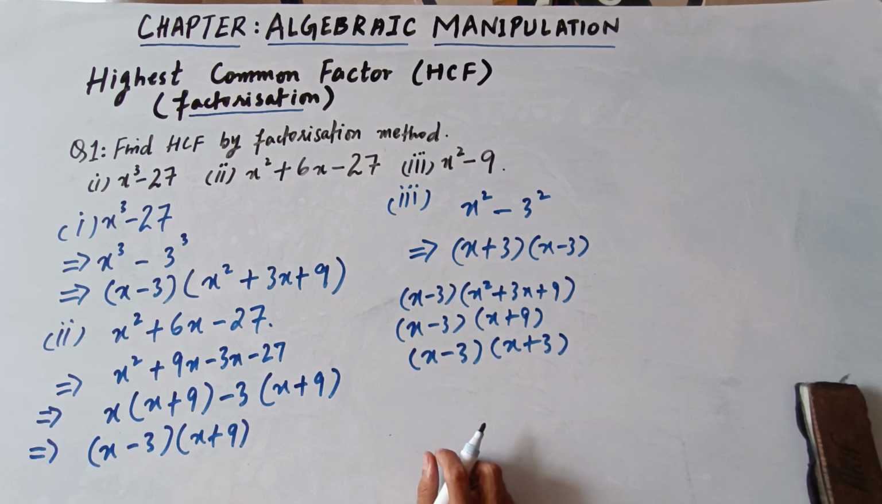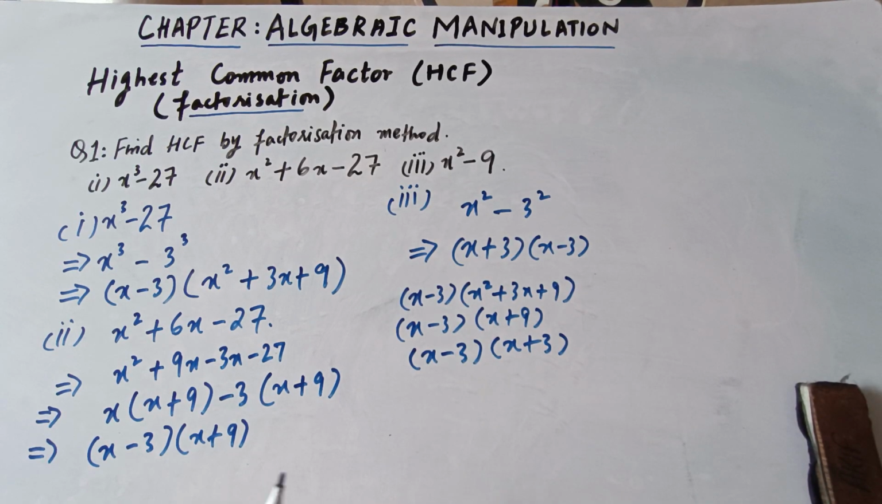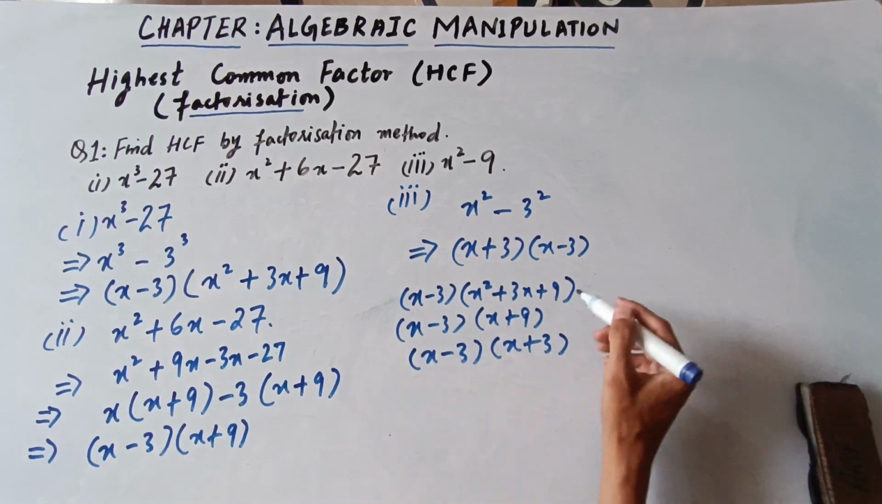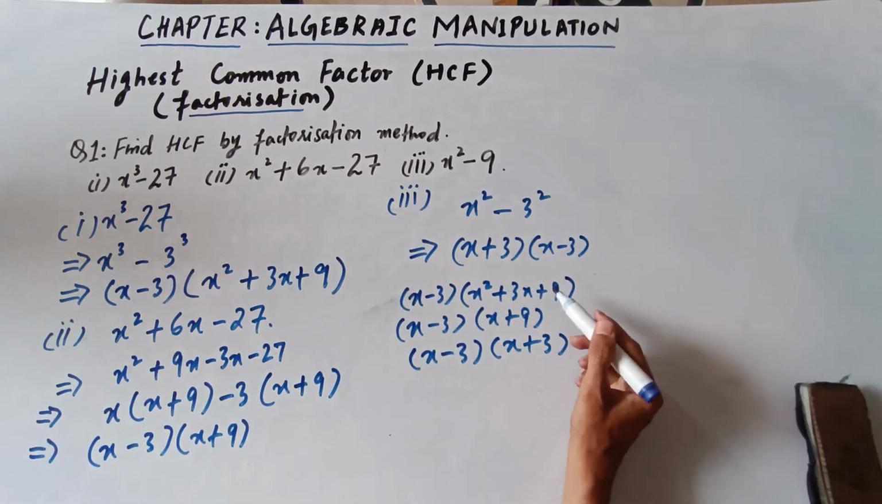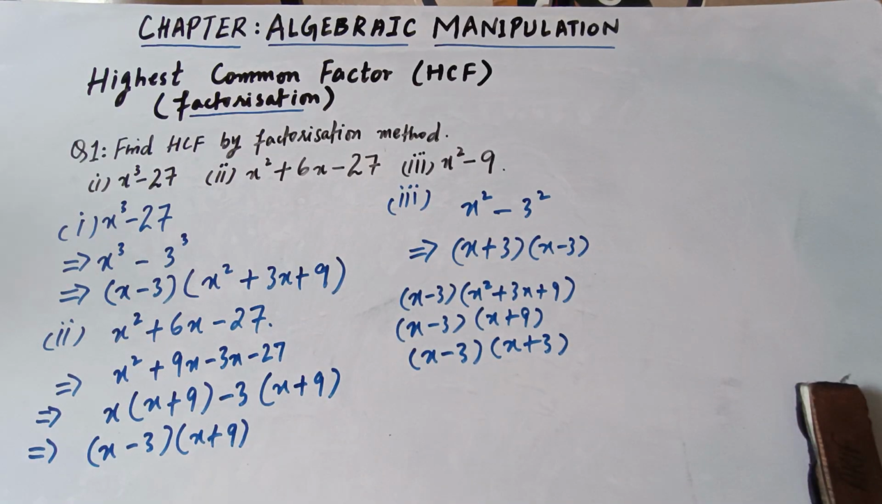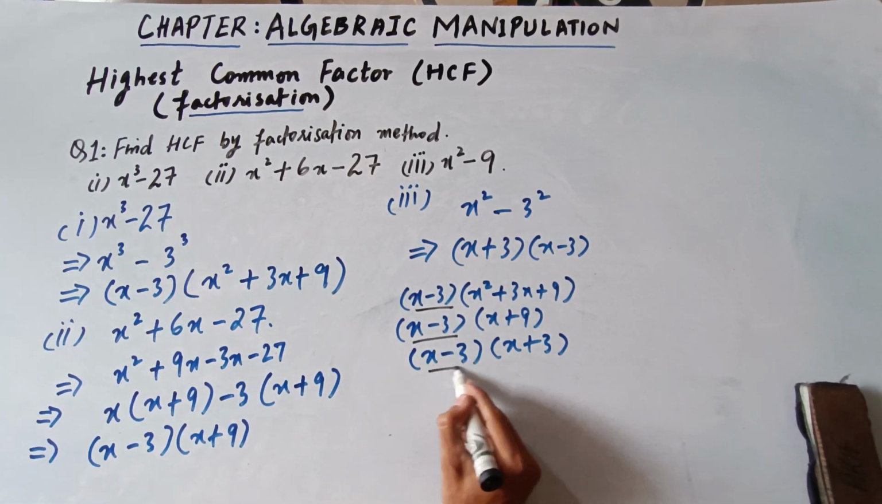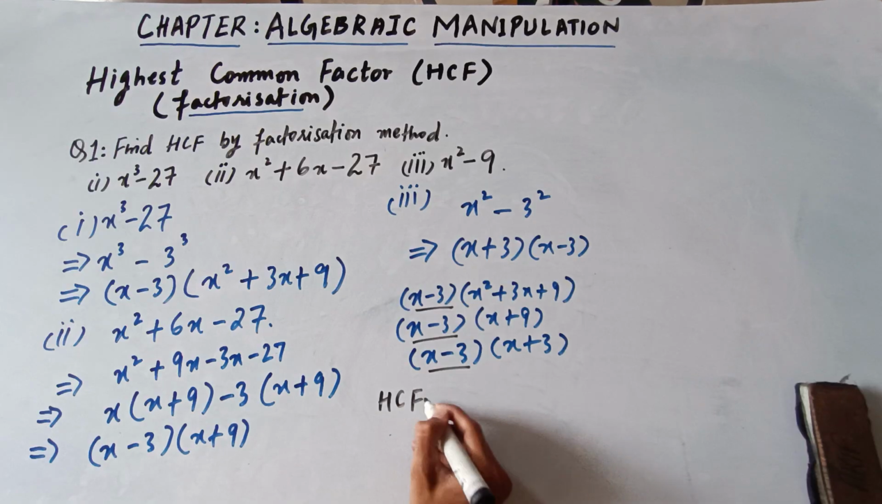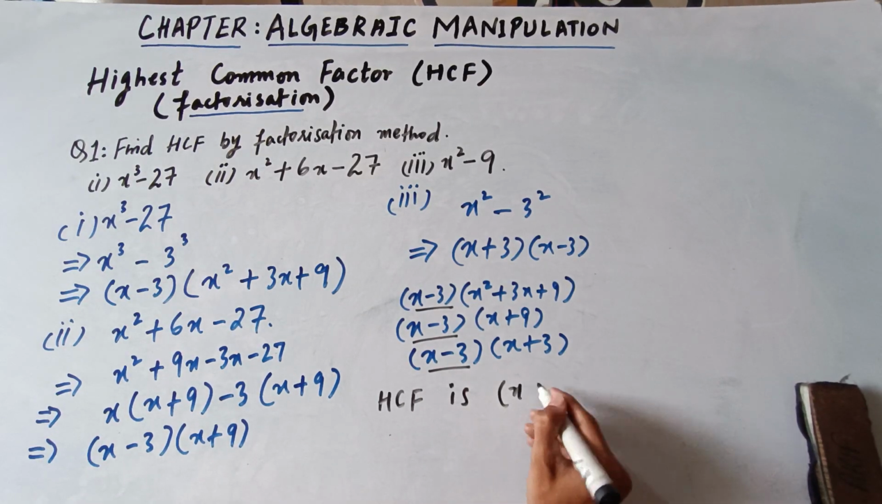Now do you remember that when we have numbers and we are trying to find the HCF of them, what should we do with the factors? Think about it. Yes, we need to take the highest common factor. So over here, which bracket or which factor is common in all of them? Yes, rightly said. So x minus 3 over here is common in all of them. So x minus 3 is the HCF of these three polynomials. So HCF is x minus 3.